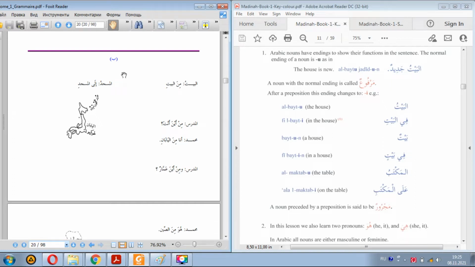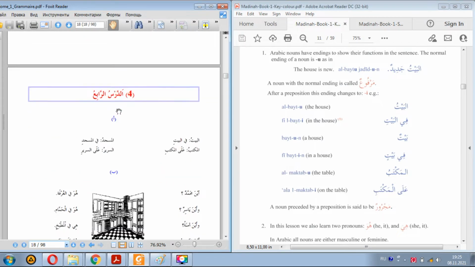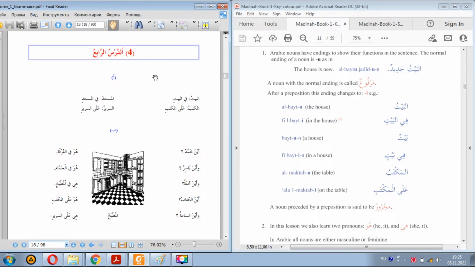So here we are in the section Ba of the fourth lesson according to the book. Let's quickly recap what we learned in the last lesson, الدرس الرابع, the fourth lesson. We learned some prepositions in the Arabic language like fi and ala. Fi means in, في البيت, in the house, and ala means on, على المكتب, on the table.